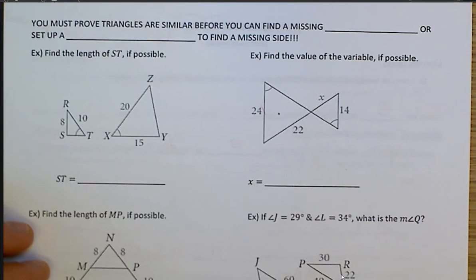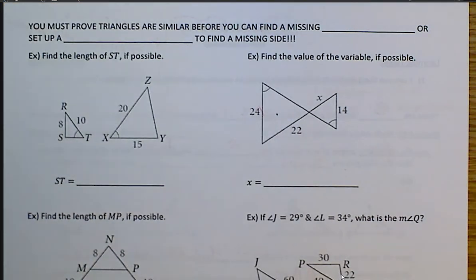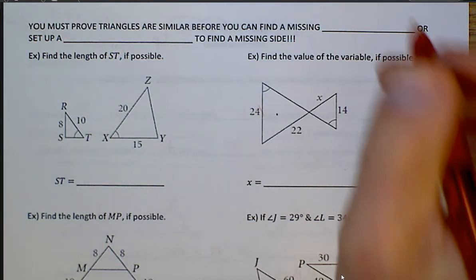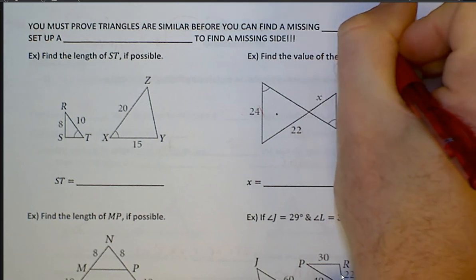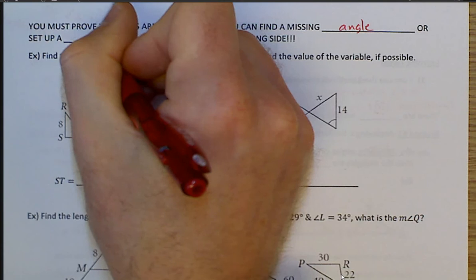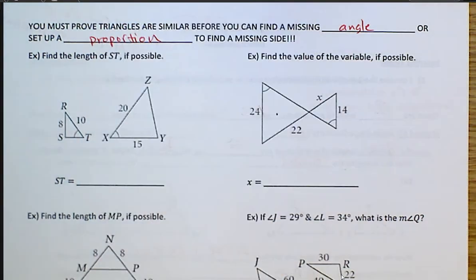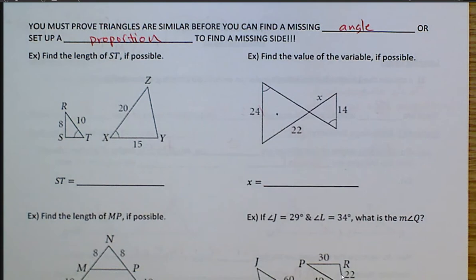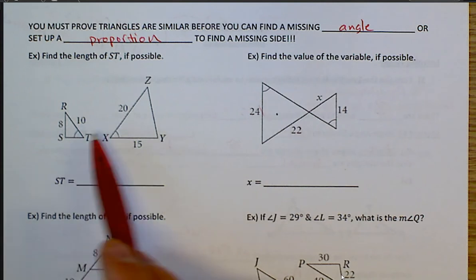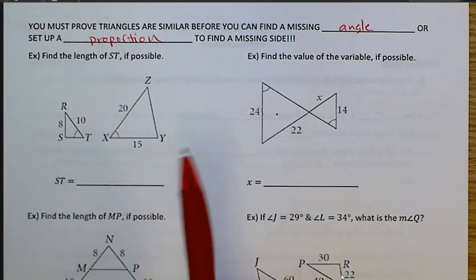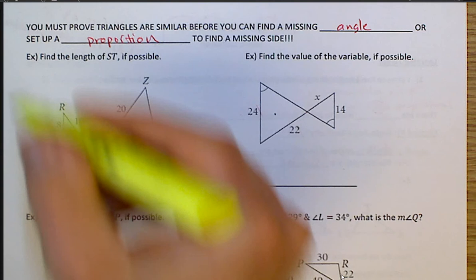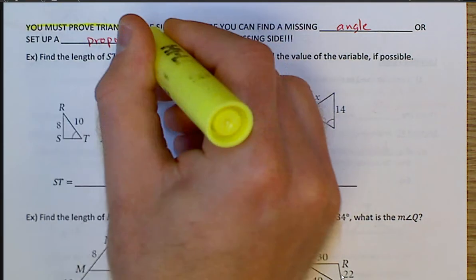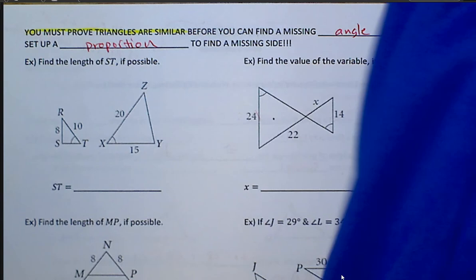At the top, you must prove triangles are similar before you can find a missing side, or sorry, missing angle, or set up a proportion to find the missing side. So, in other words, what that's saying is, you have to look at these triangles and say, are they similar, yes or no, then find whatever they're trying to find, okay? You must show or prove that the triangles are similar first, all right? So let's take a look at this first example.